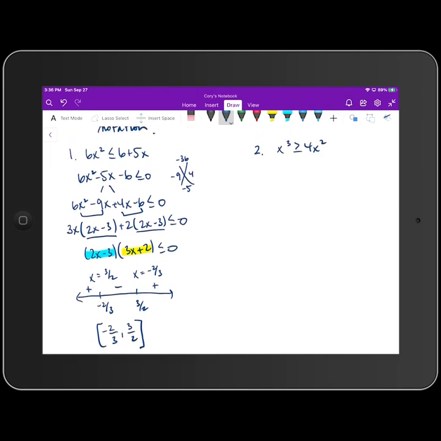Okay, let's do the same thing with number 2. So for number 2, again, we want to move everything to one side. So I want the highest degree term to be positive. So I'm going to subtract 4x squared on both sides. And then I can factor an x squared out of the resulting polynomial, which gives me x squared times the quantity x minus 4 is greater than or equal to 0. So my two zeros are x is equal to 0 and x is equal to 4.